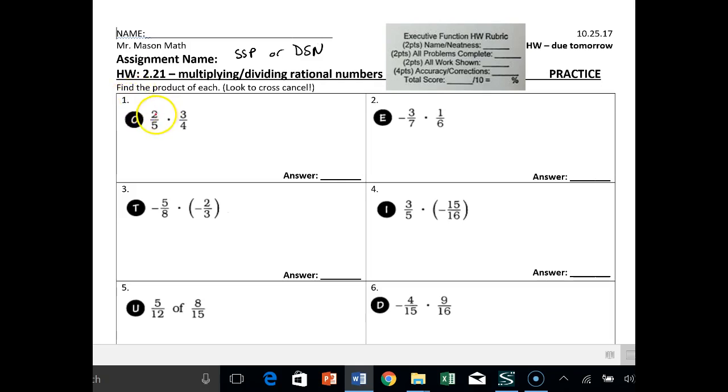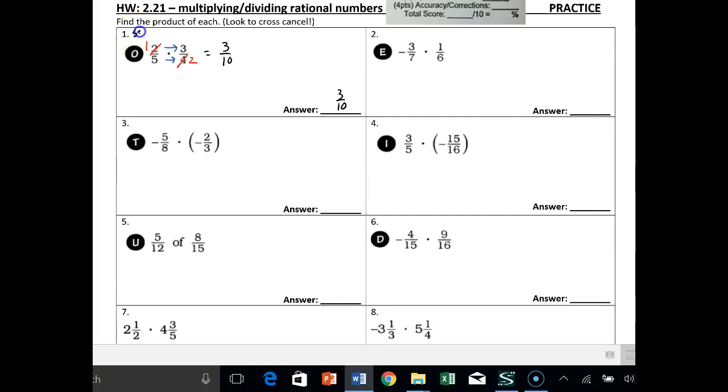Number 1, 2 and 4. You can divide them both by 2. 2 divided by 2 is 1. 4 divided by 2 is 2. I multiply straight across. I get my answer of 3 over 10, right? Let's take a look, and this was obviously a same signs positive.